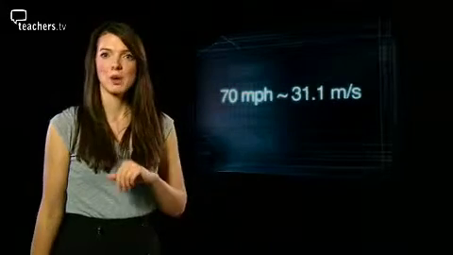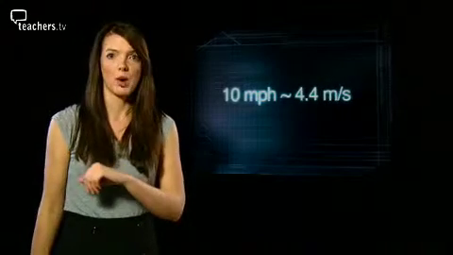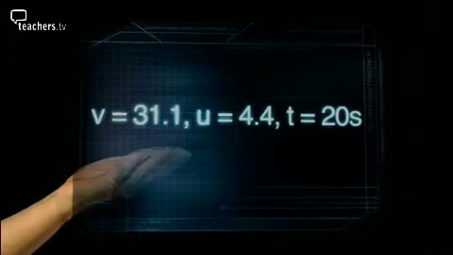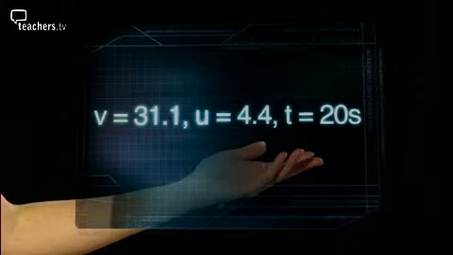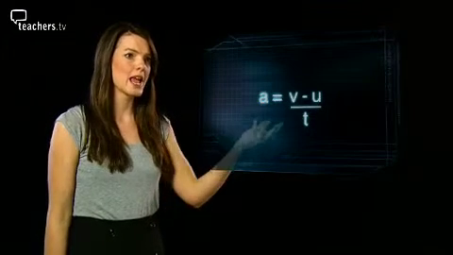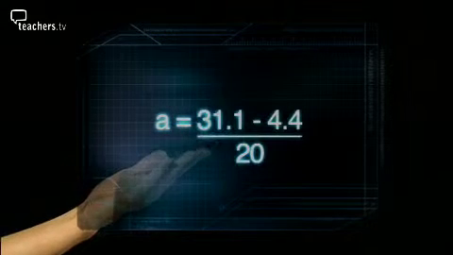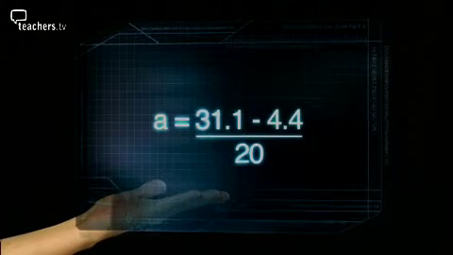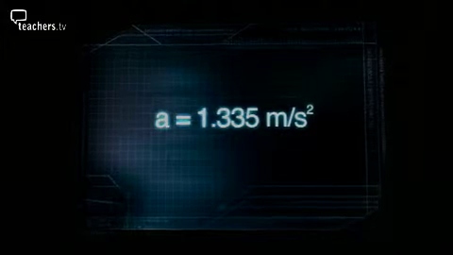And if you do exactly the same working, you can find out that 10 miles an hour is approximately 4.4 meters per second. So all of this means V equals 31.1, U equals 4.4, and T is the same as it was, 20 seconds. So let's feed those figures into our rearranged formula. A equals V minus U over T, and that gives us A equals 31.1 minus 4.4 all over 20, which gives us A equals 1.335 meters per second squared.